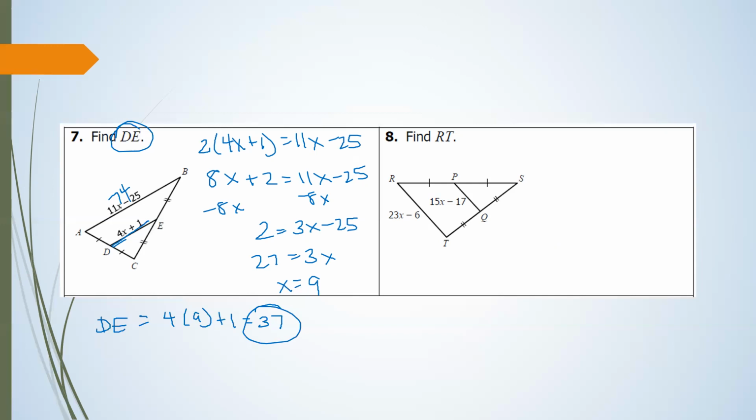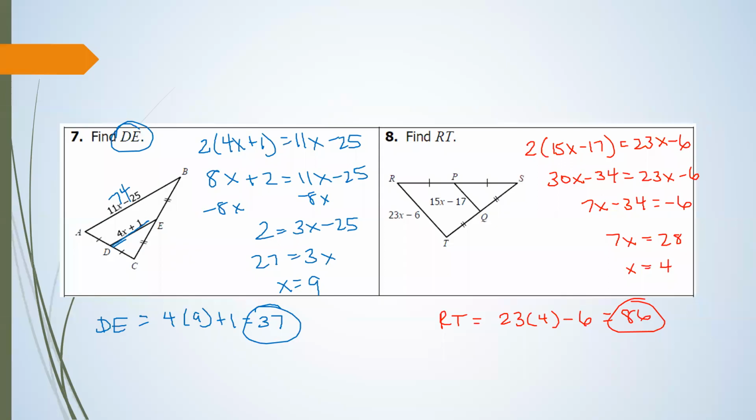Go ahead and try number 8. Find RT. Do that now. Okay, so RT was 86. If you got x equals 4, that's great. Just don't forget to plug it in and find the length of RT. And if you'd like to check your algebra, you're welcome to check it with what's on the screen.